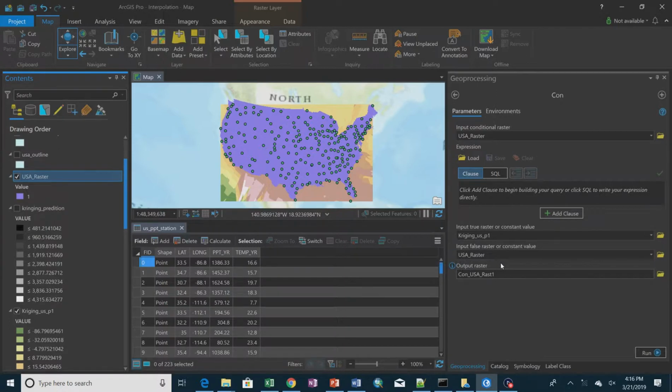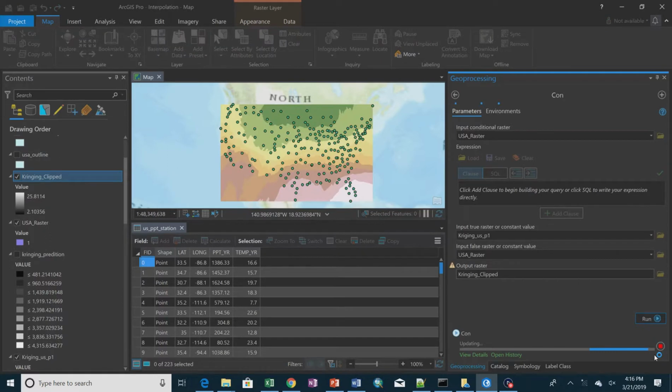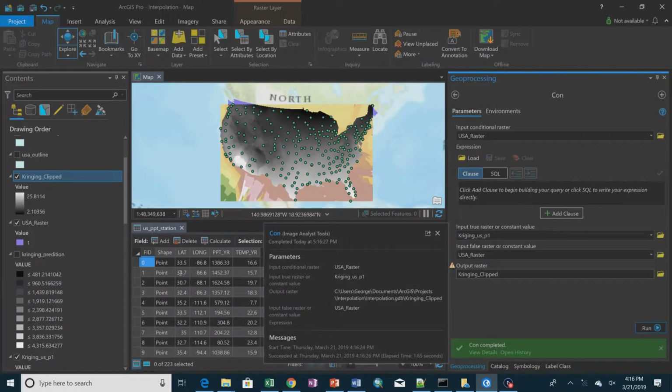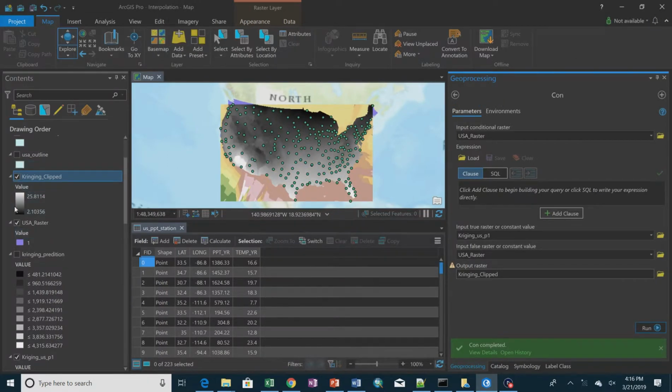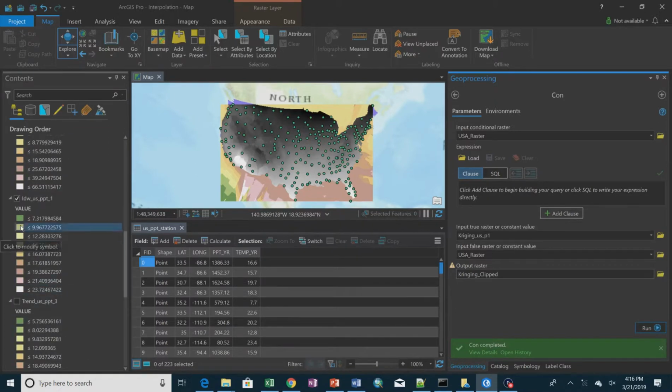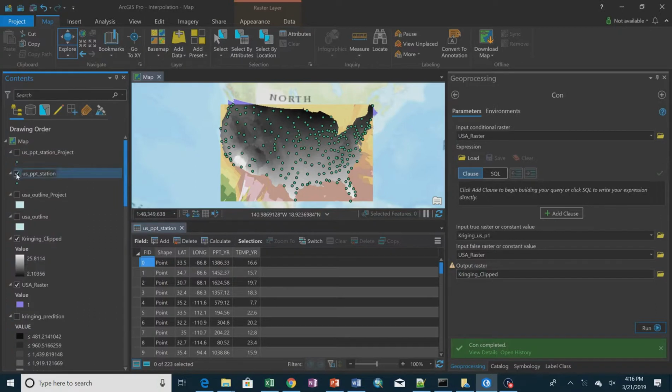So I think if we just run this, so this will be Kriging clipped. That'll be one way to do it. We could multiply them. We could do like a multiplication. So now we have our Kriging data set where it's just clipped to data that makes sense. What's this data set? Oops. Actually, yeah. Yep. So let's turn off the other Kriging one.